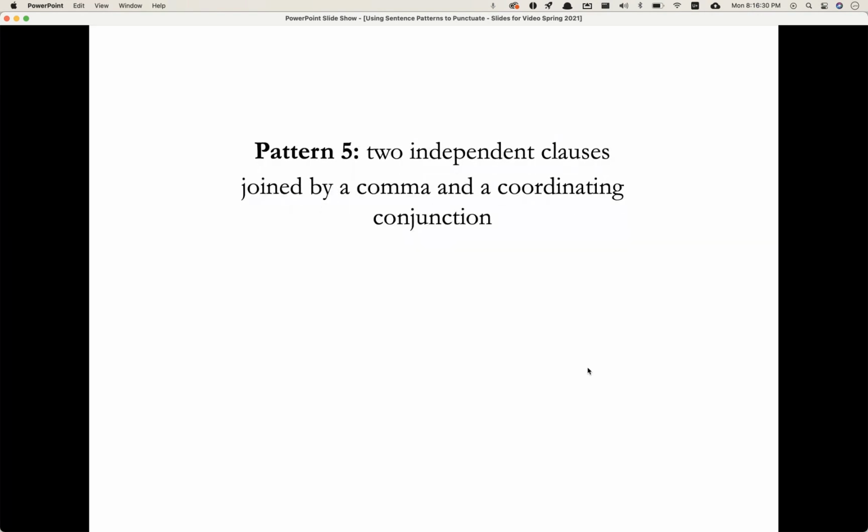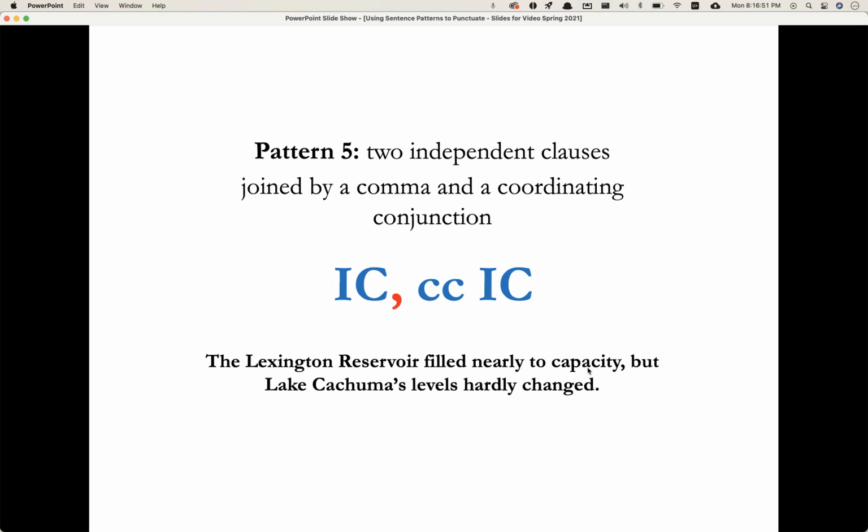The fifth pattern you need to know is two independent clauses joined by a comma and a coordinating conjunction. So we'll represent this IC, CC, IC. Note where the comma is there. You have put a comma after the first independent clause and before the coordinating conjunction, not after it. So here's an example. The Lexington Reservoir filled nearly to capacity, but Lake Cachuma's levels hardly changed.